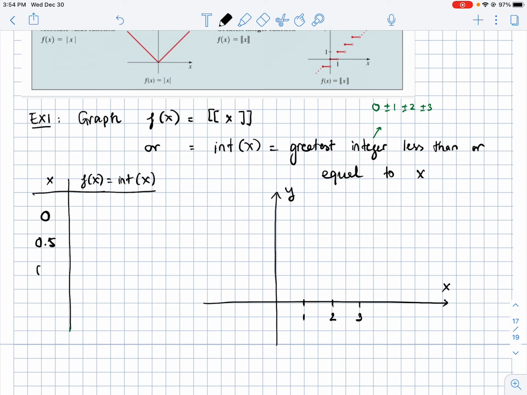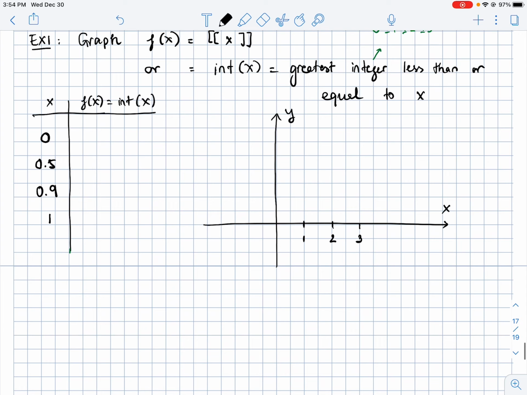So for the x, I will look at 0, 0.5, 0.9, and then 1. Now let's look at the number line. We have 0 right here, we have 1 right here, we have -1, -2, -3, and so on.